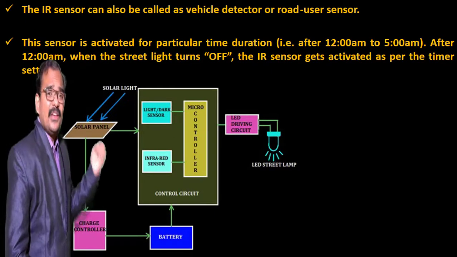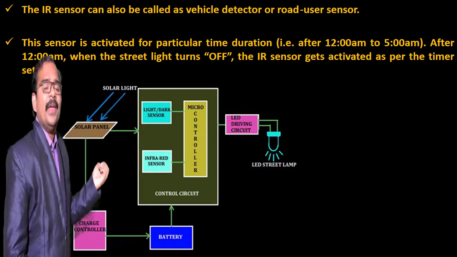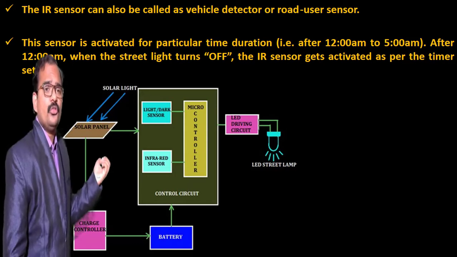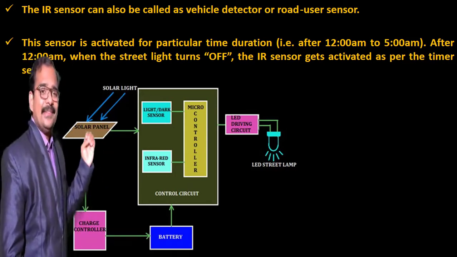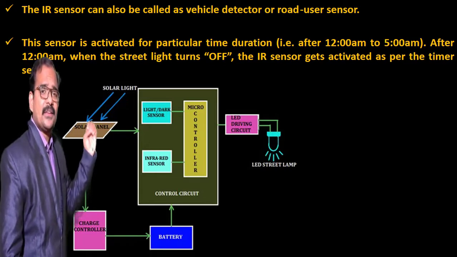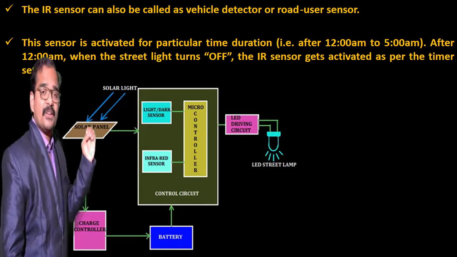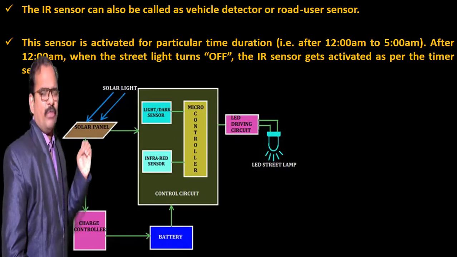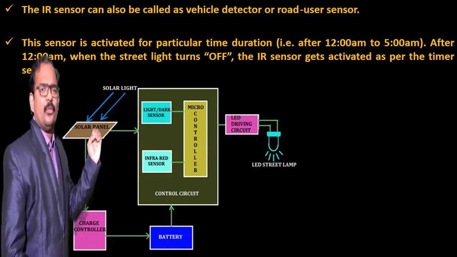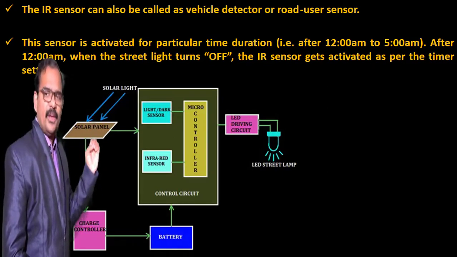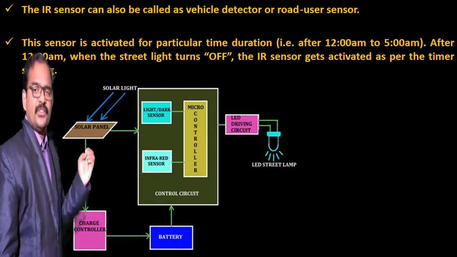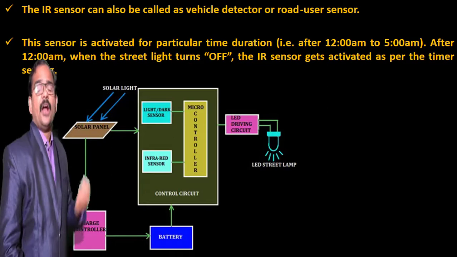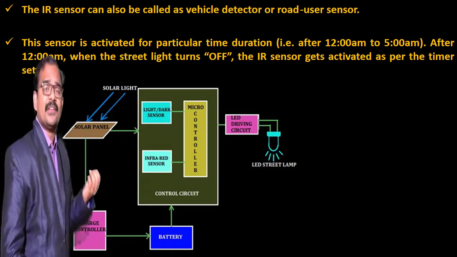Then the IR sensor can also be called a vehicle detector sensor or road user sensor. So what is the purpose of this IR sensor? This IR sensor is activated for a particular time duration as per our timer settings. For example, we can activate this sensor from 12 AM midnight to 5 AM early morning. So we can use this sensor during this time period. And how do we use this sensor and what does this sensor do?